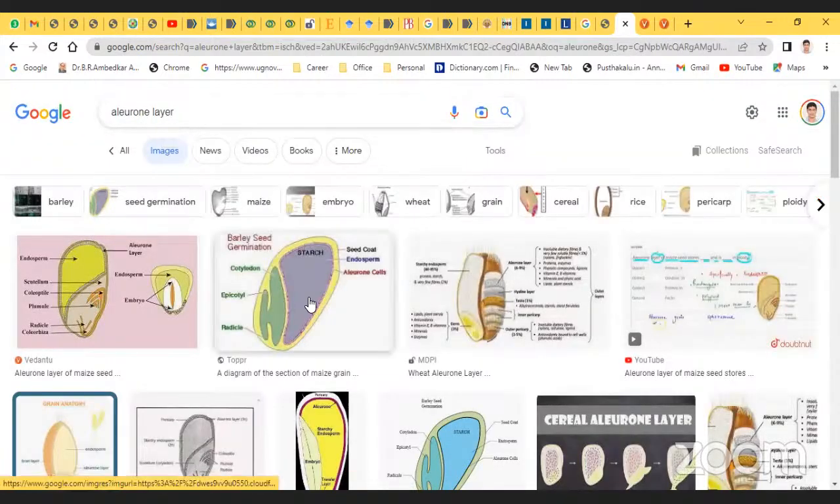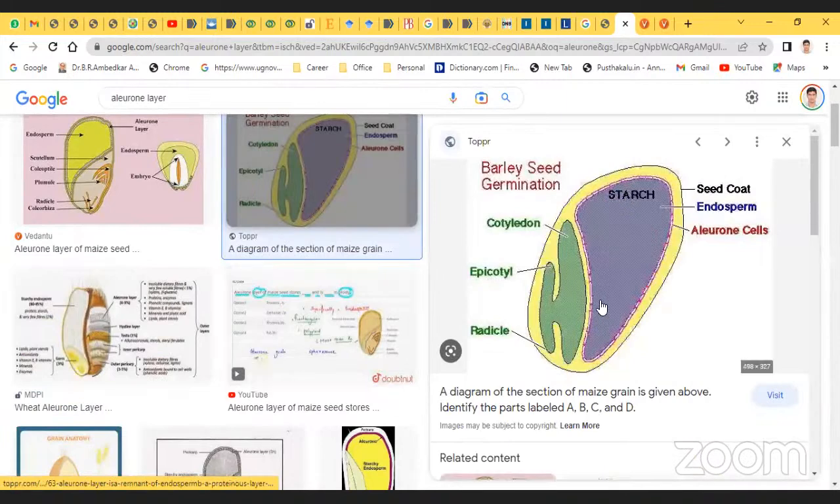You see the diagram. This one, for example, is a diagram of maize. This is the maize grain. So it is the scutellum. It is cotyledon, epicotyl, radicle. These are the aleurone layer, the pink color there. So this entire part is the starch. This is the seed coat. This is the endosperm. These are the aleurone layer.